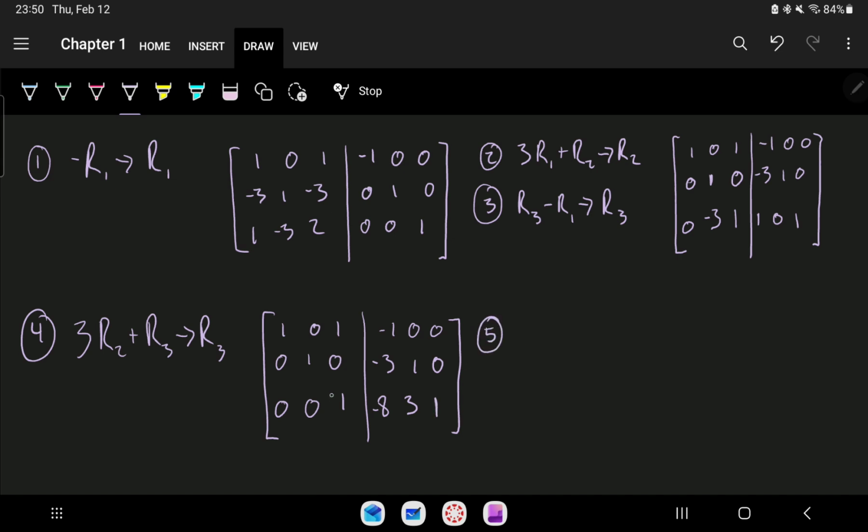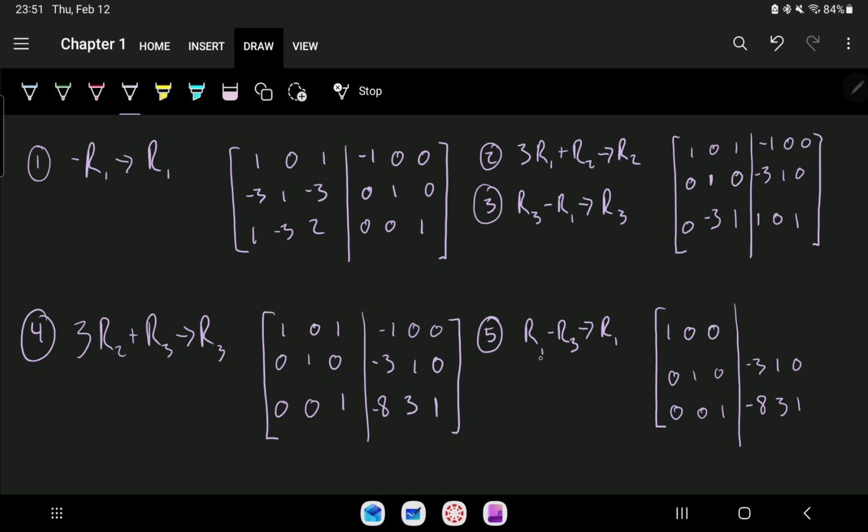Almost there, guys. We got to just clear this 1 out right here. And the way I'm going to do that is by taking row 1 minus row 3 as the new row 1. Alright, row 3 is going to stay the same. And row 1, this is going to give us the identity on the one side, which is exactly what we're looking for.